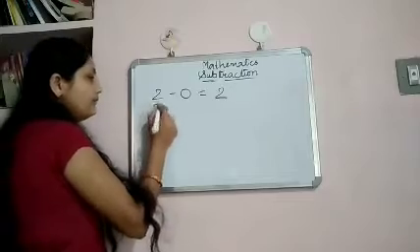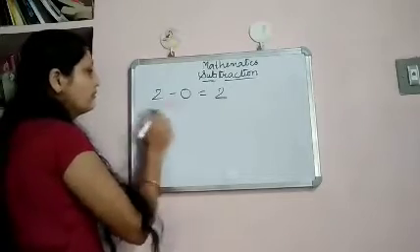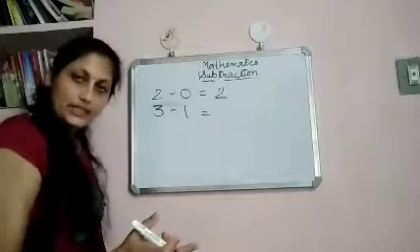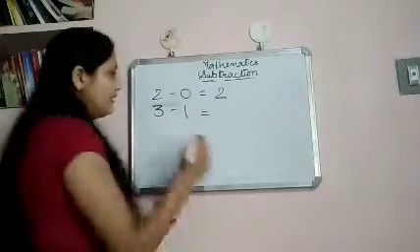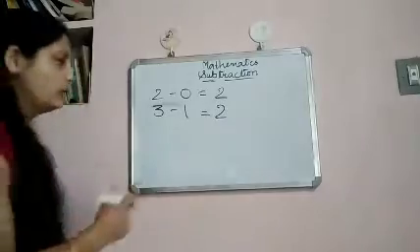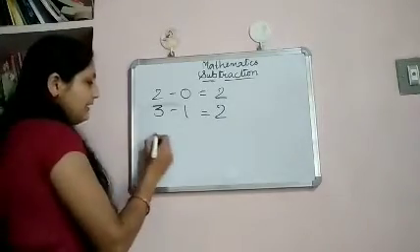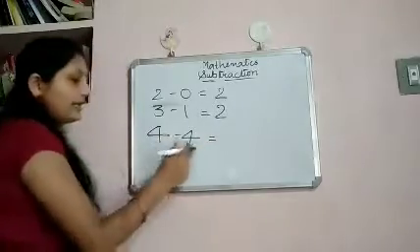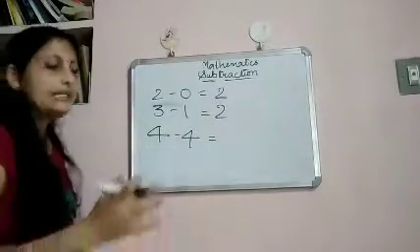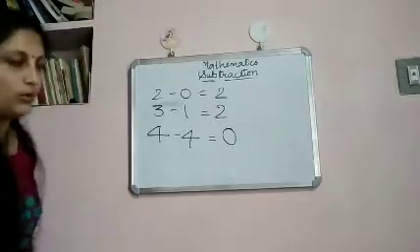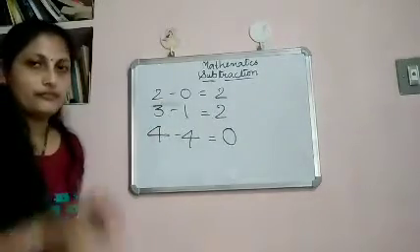Next, when 1 is subtracted from the number, what do we get? Before number. Means 3 minus 1 is 2. In the same way, when any number is subtracted from the same number, means 4 minus 4, what happens? We get 0. Isn't it? These 3 are the subtraction facts.